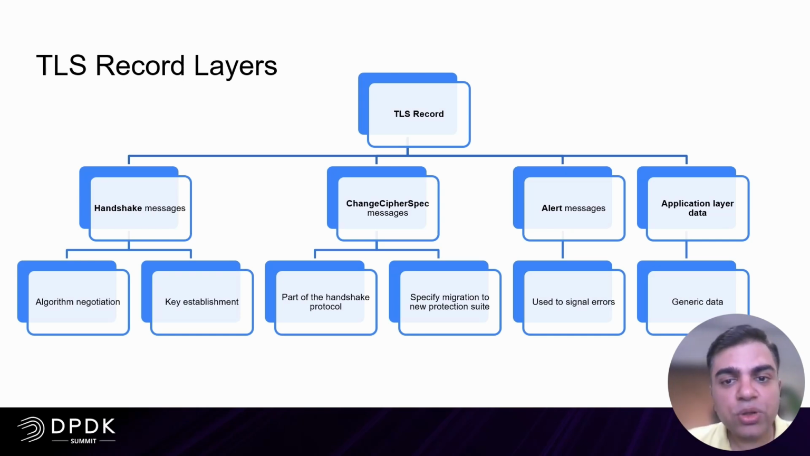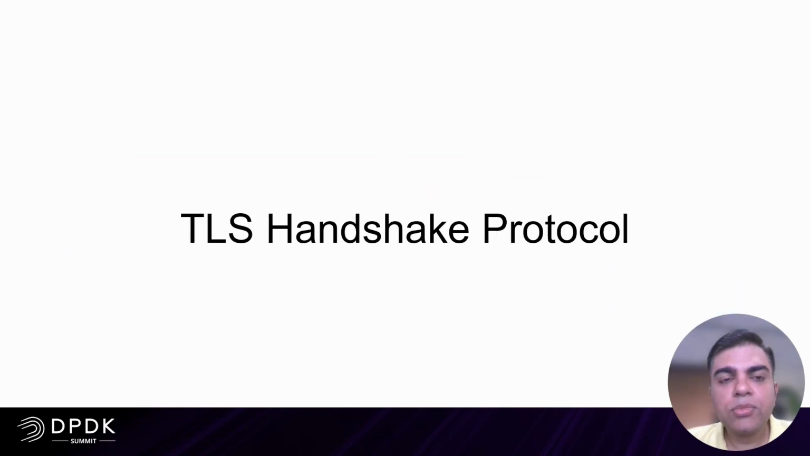In case of the TLS handshake protocol, handshake messages and change cipherspec messages are used. Handshake messages are required to negotiate various session parameters like algorithms, keys, etc. Change cipherspec is used to specify migration to a new protocol protection suite. Now, once the handshake is established, alert and application layer messages can be sent. Alert messages are basically used to signal errors, and the application layer data is the generic data. Now we'll discuss the details of the TLS handshake protocol.